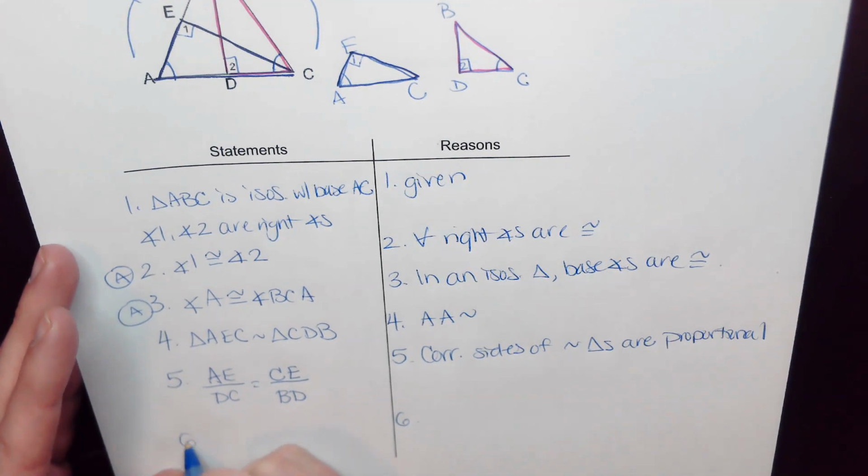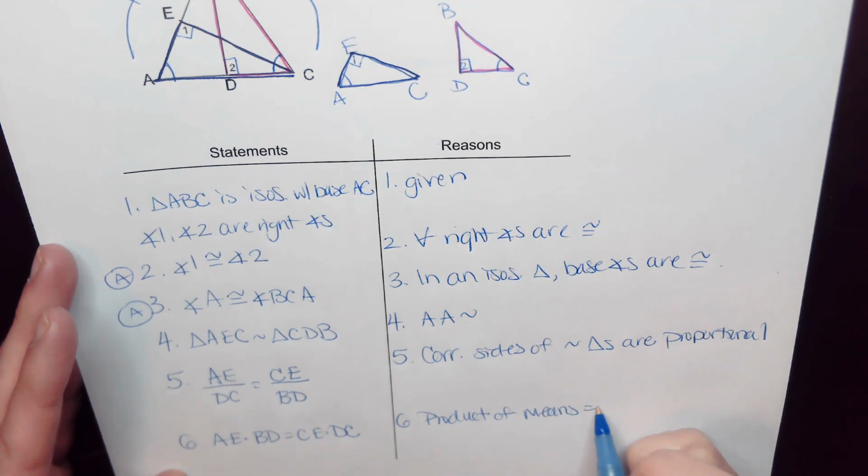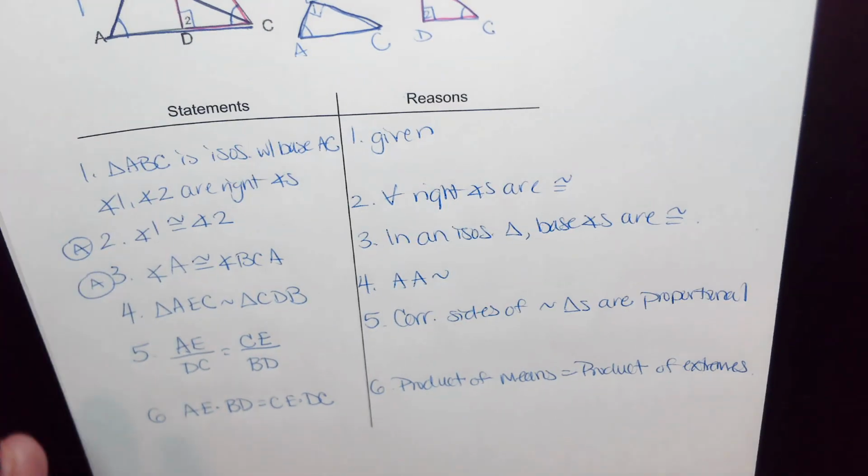And then your last step here is to cross multiply. So AE times BD equals CE times DC. And we like to say our official reason here is the product of the means equals the product of the extremes, which really just means to cross multiply.